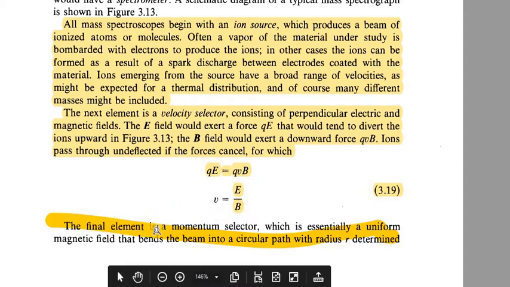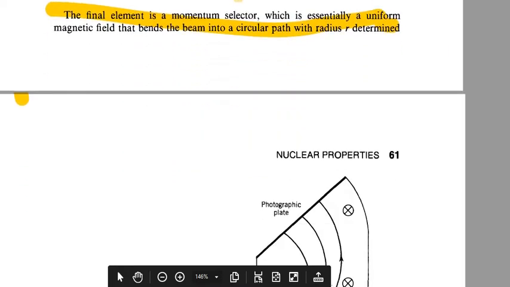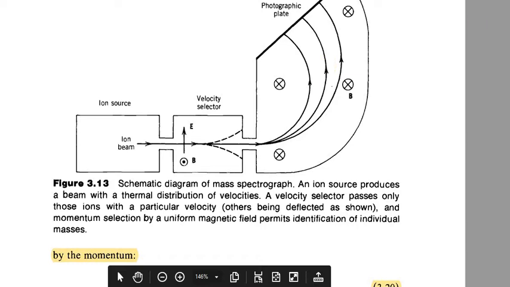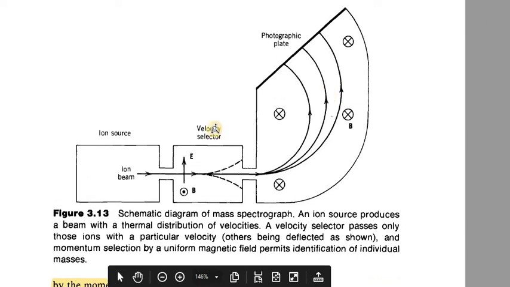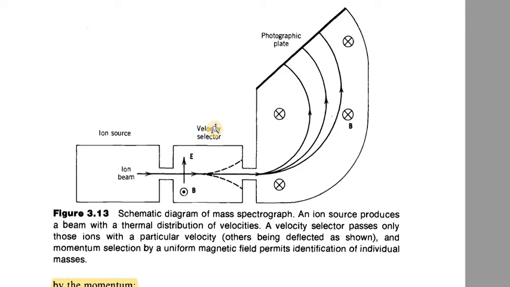Then the final element is the momentum selector, which is essentially a uniform magnetic field that bends the beam into a circular path with radius r determined. Here you can see the schematic diagram of the mass spectrograph. This portion may be asked in the final exam as an essay question. Please learn to write the block diagram and the schematic diagram, and you have to draw this in the essay.